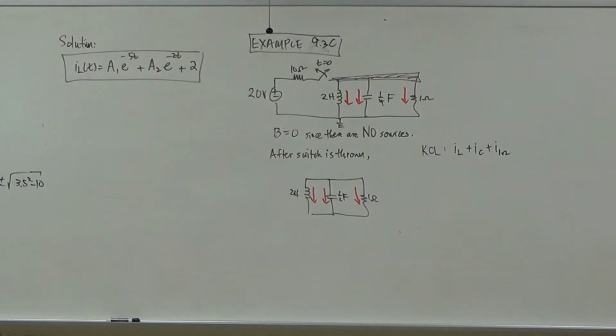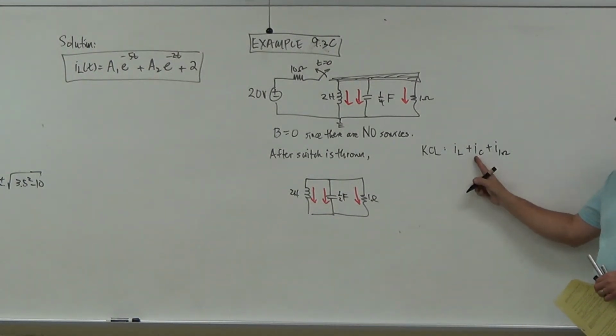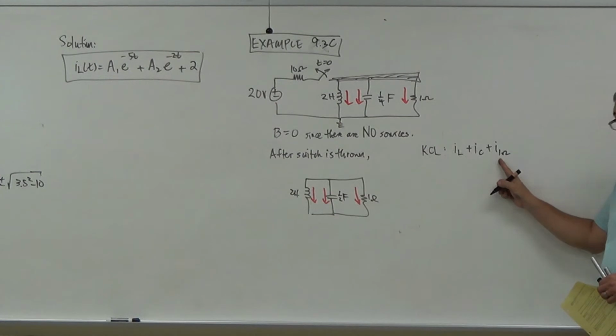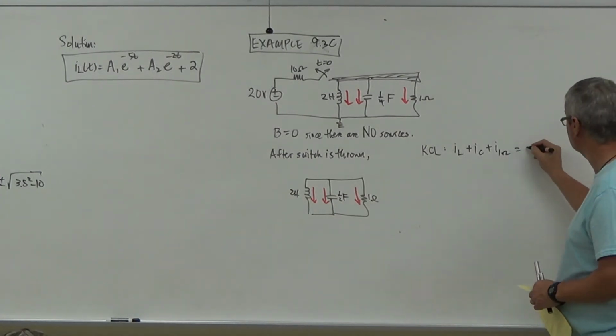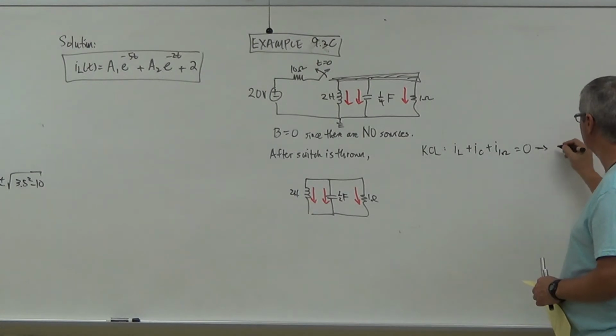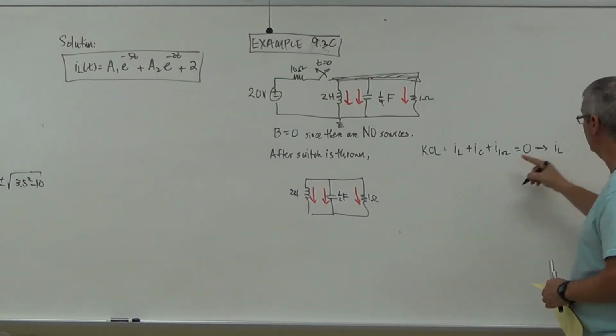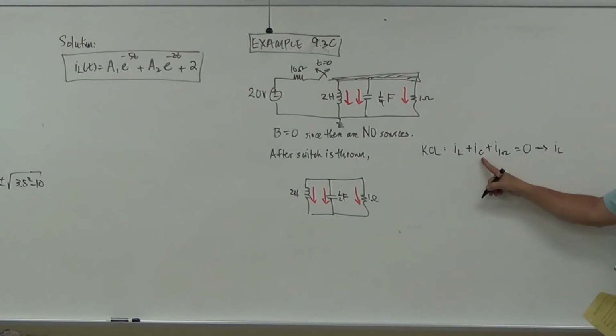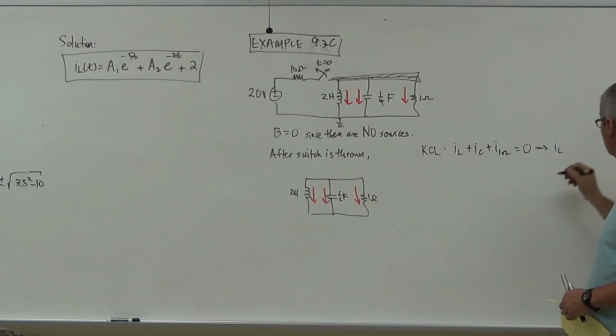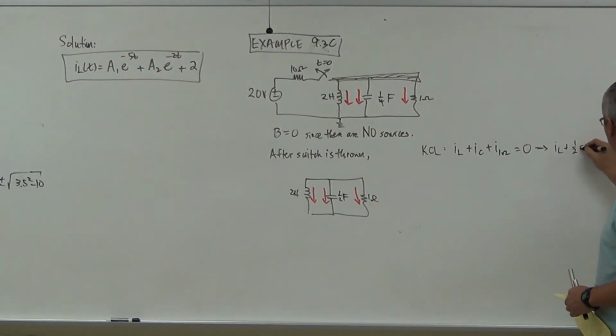So you can see I have 2 terms to convert. I have to convert the IC to VC. That has to equal 0. Now this tells me that IL is good. This guy, I have to convert. So that's a 1/2, so it has to be 1/2 s VC.